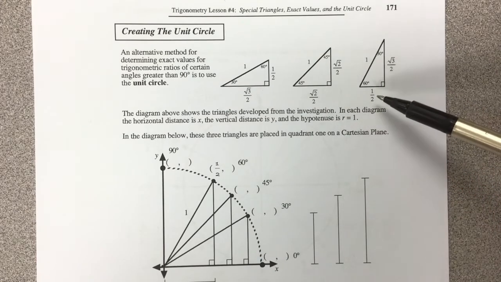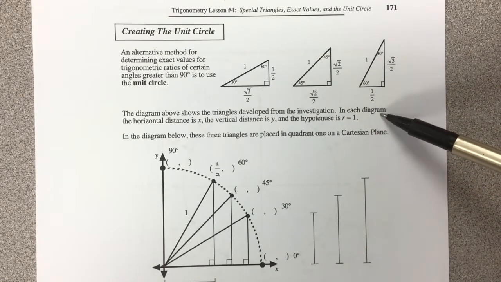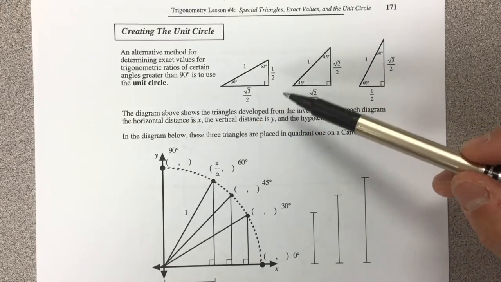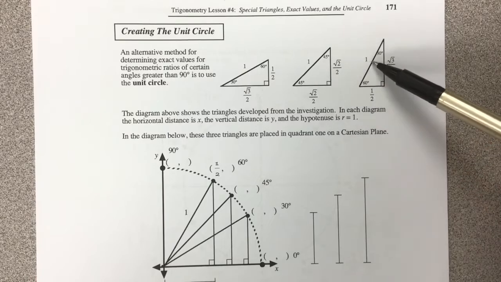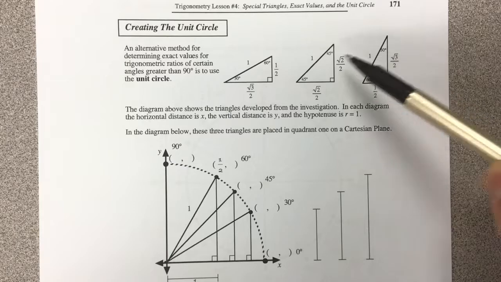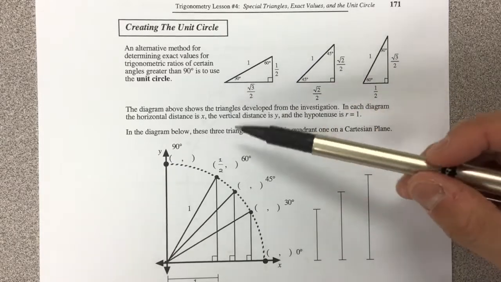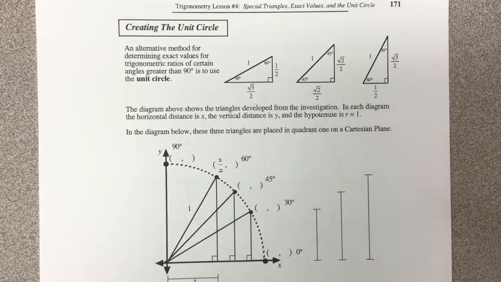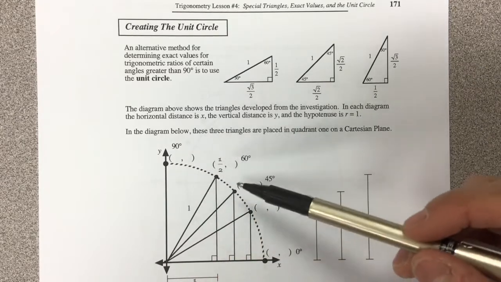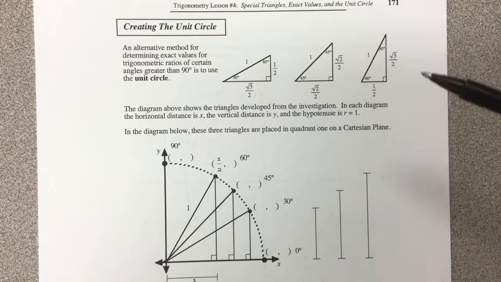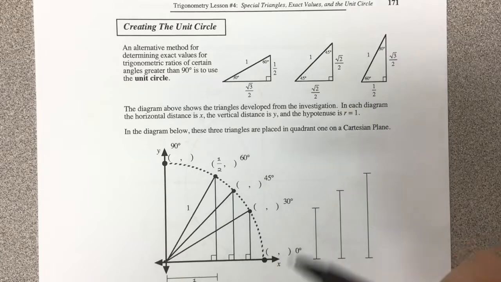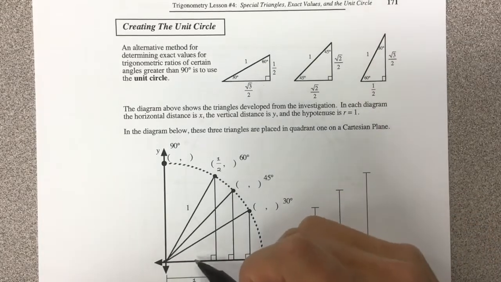Now the diagram above shows the triangles that we can make from the unit circle and from the previous investigation. So in each of these diagrams, the horizontal distance is x and the vertical distance is y, and the hypotenuse, which is r, my radius, is always equal to 1. So this shows how we can develop our unit circle. In this diagram, we have the 3 triangles, 1, 2, and 3, and they're placed in quadrant 1 on the Cartesian plane.